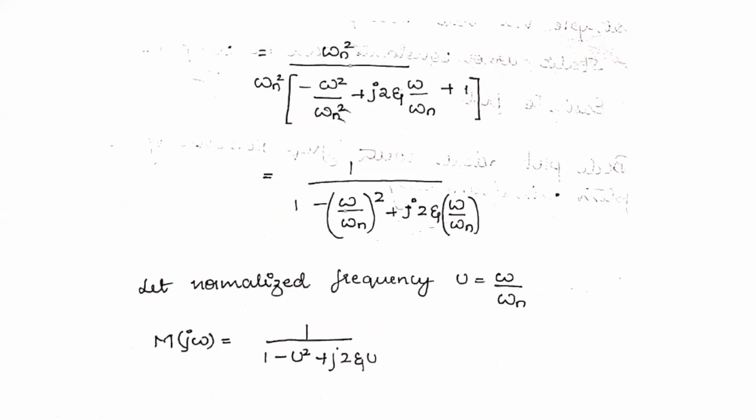Now let normalized frequency u equal to omega by omega n. As I said, what is normalized frequency? Normalized frequency means it is with respect to a reference. Here omega will be the range of frequency, and omega n is a frequency at a particular value. If I take it with respect to a particular value, then that is normalized frequency.